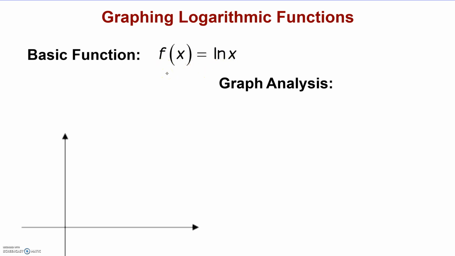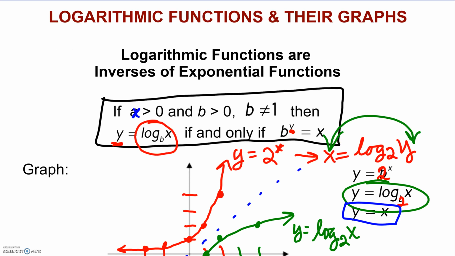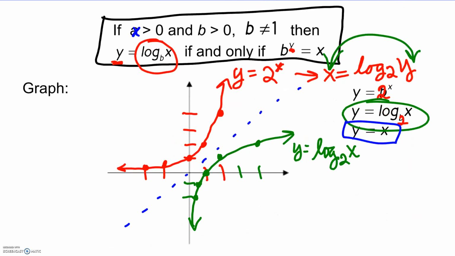I want to refer you back to the first page of the notes from this section. In that, we graphed not only 2 to the x here in red, but then we also graphed in green here y equals log base 2 of x. All of the logarithmic functions will have a graph very similar to this green one here. They will all have this asymptote that is x equals 0.